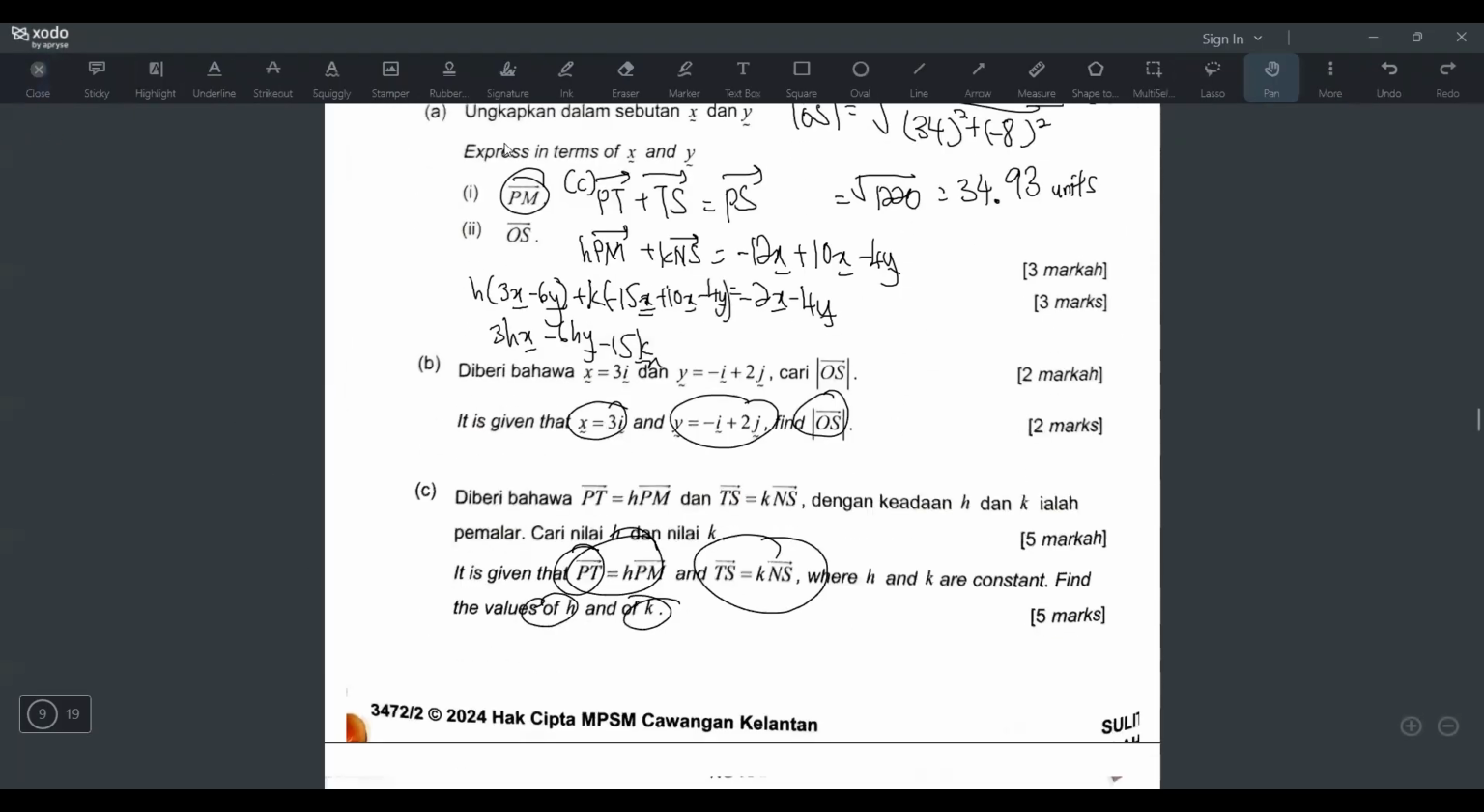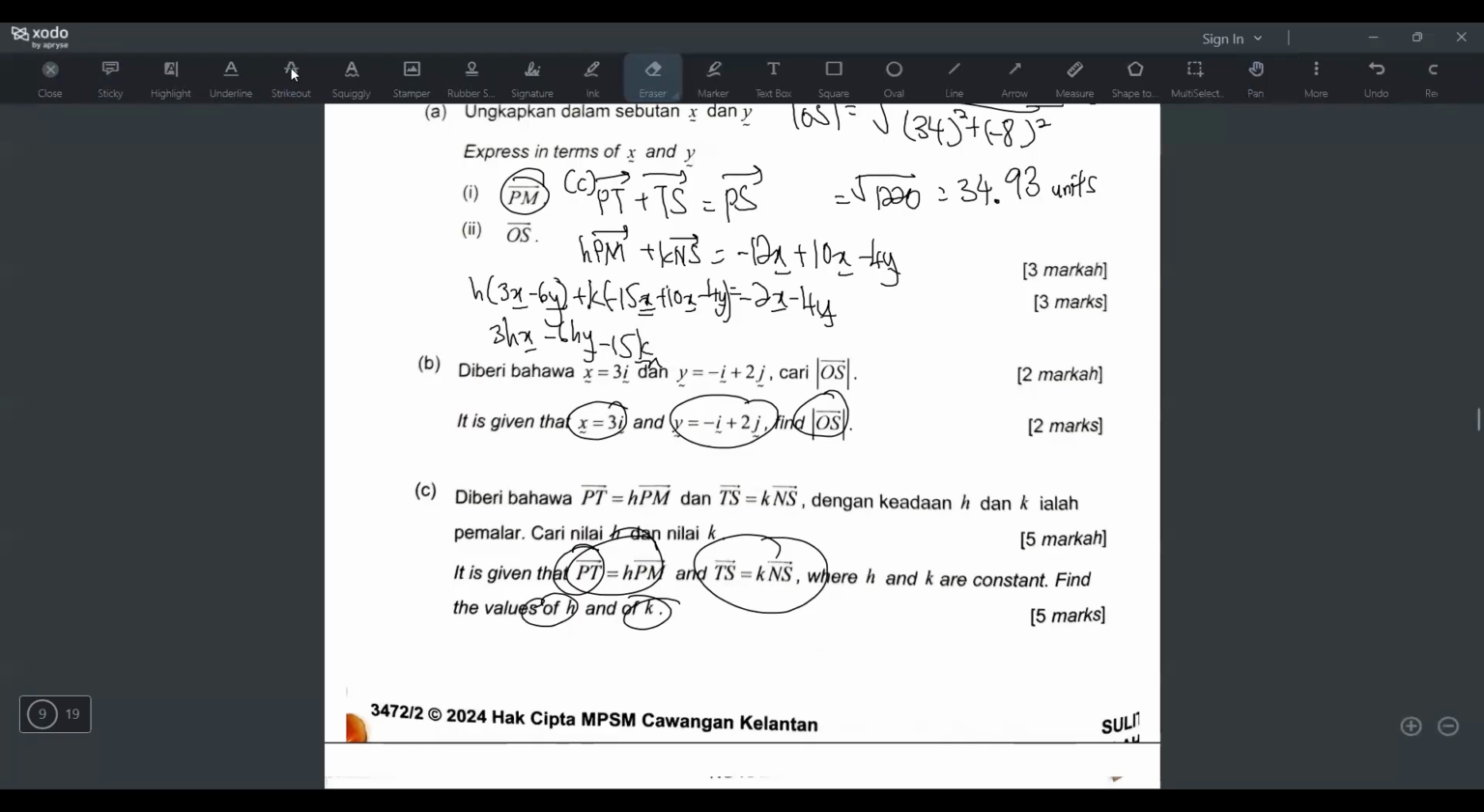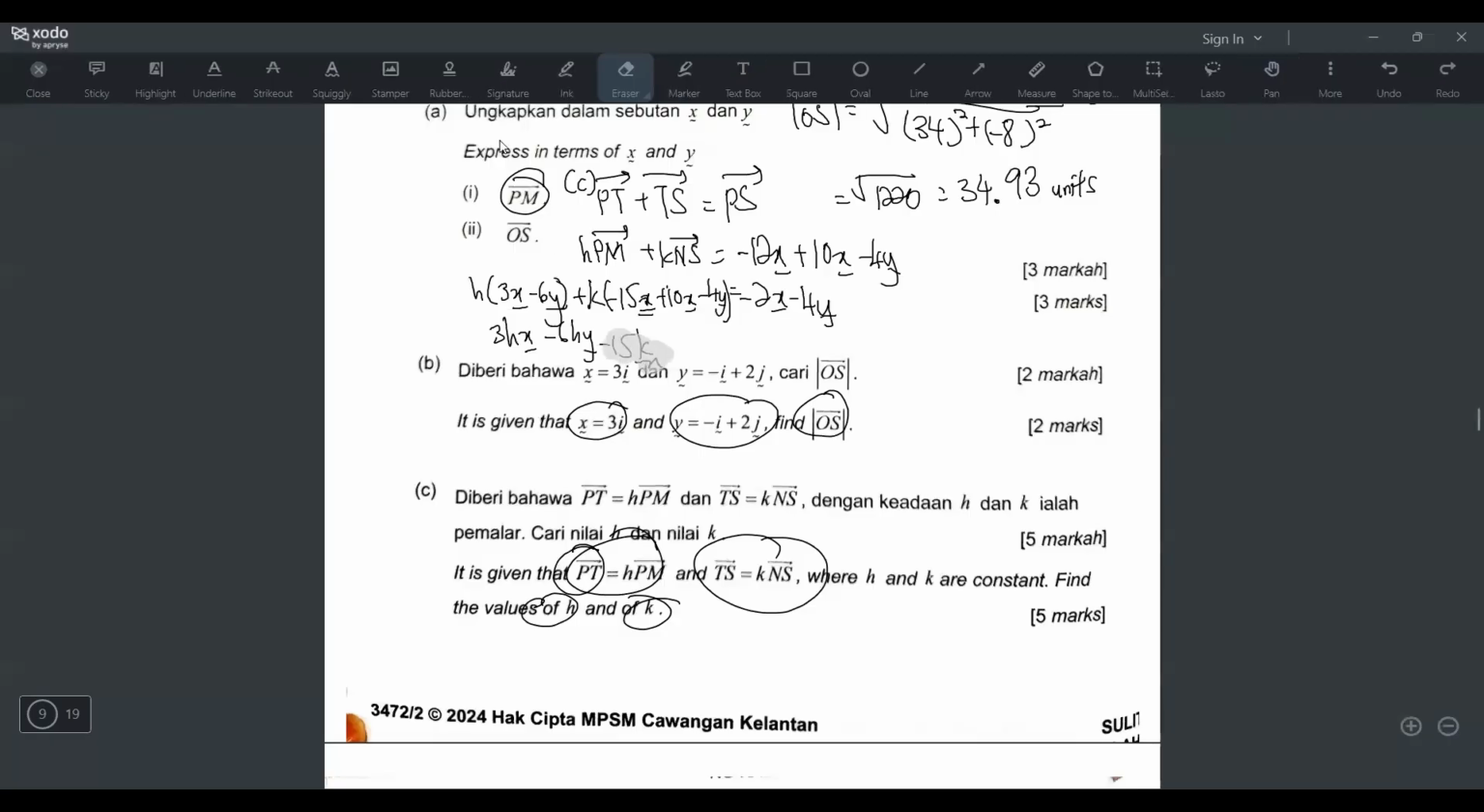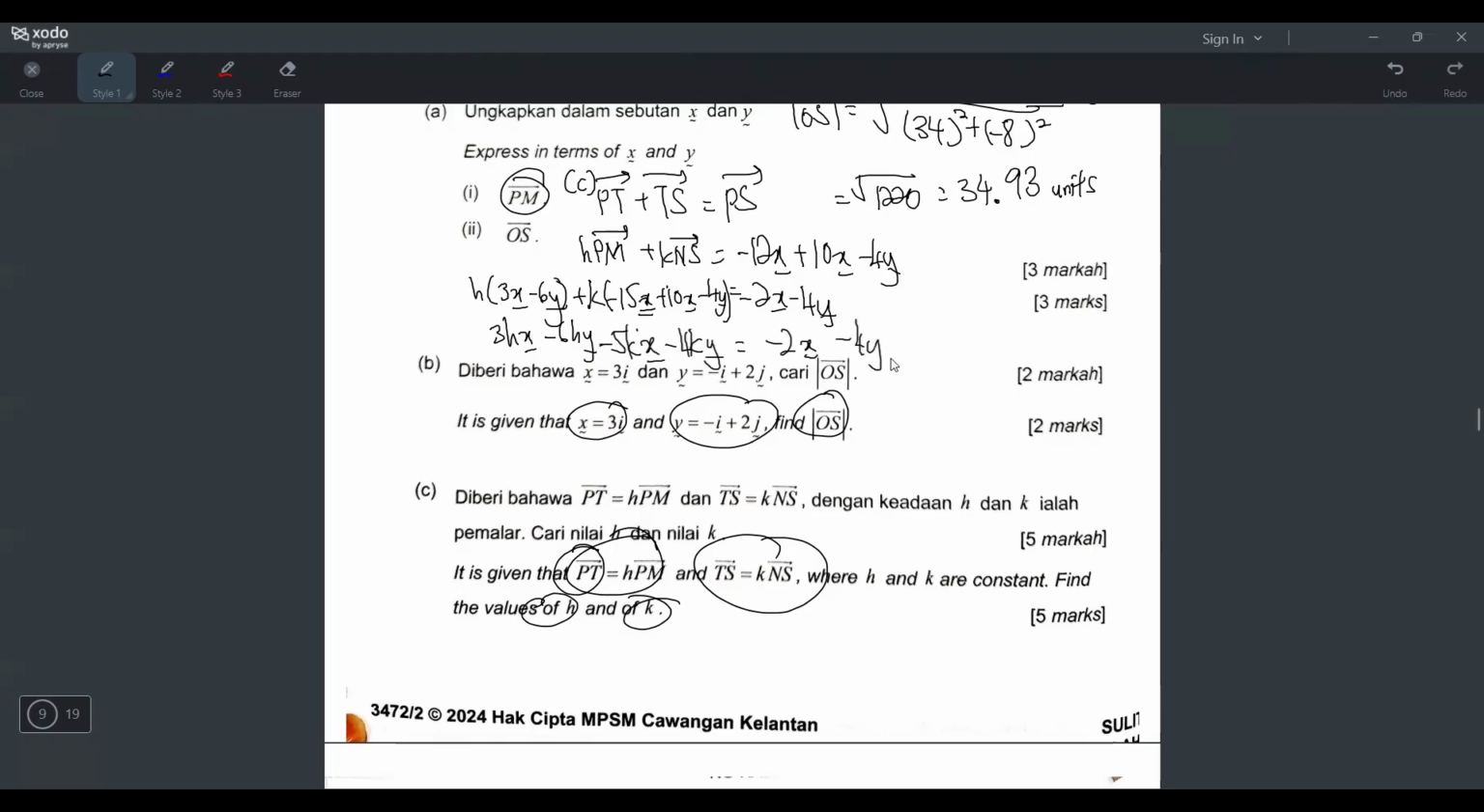Okay. So now when we continue, it should become negative 15kx. Okay, no, no, no. Because negative 15 plus 10 boleh buat dulu kan? So x dengan x boleh buat. So you should take negative 15x plus 10x, which is negative 5x, and then baru darab k. So which is negative 5kx. And then the negative 4y, you terus darab k. So it becomes negative 4ky. And then equals to negative 2x minus 4y.